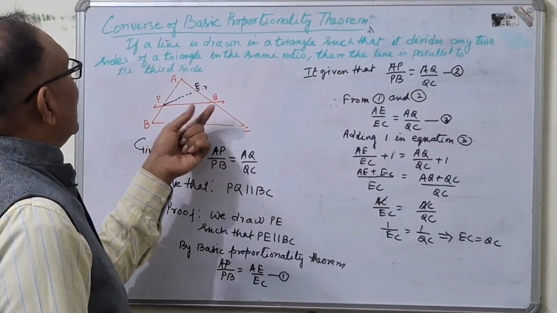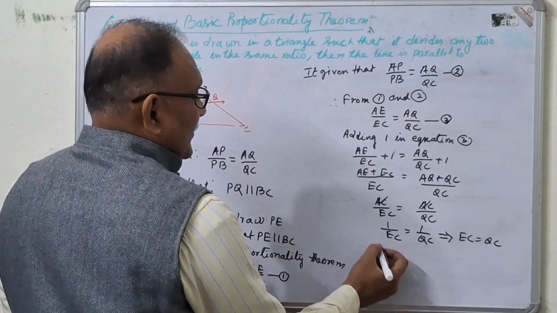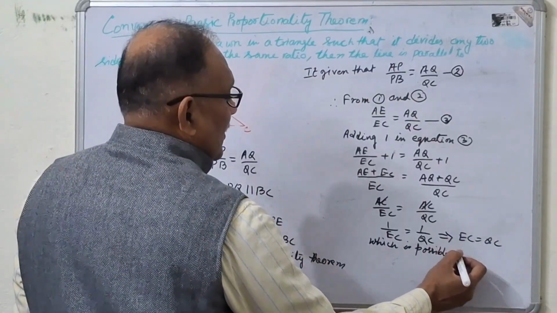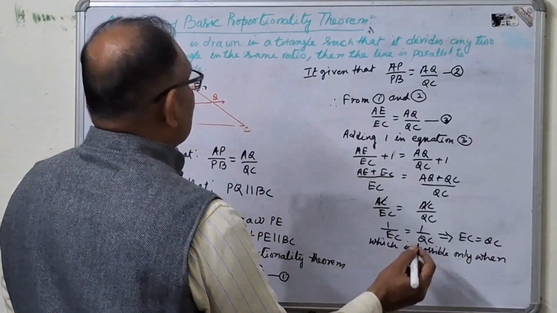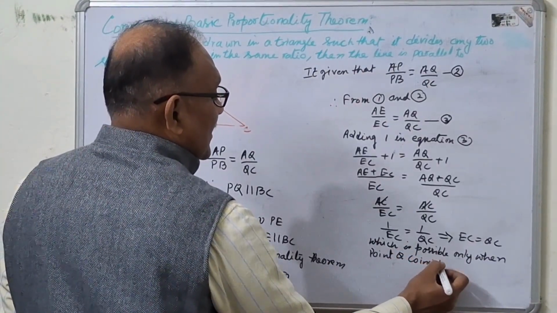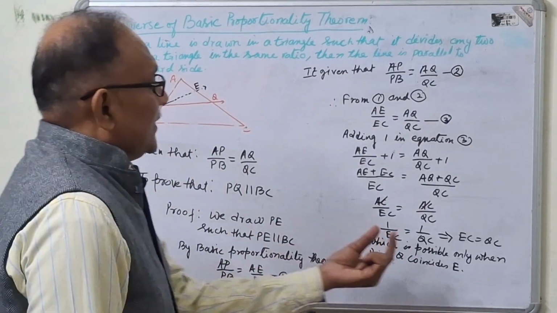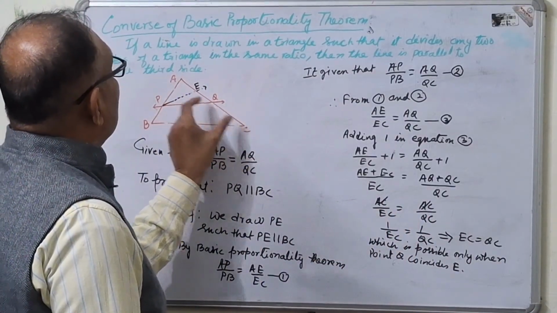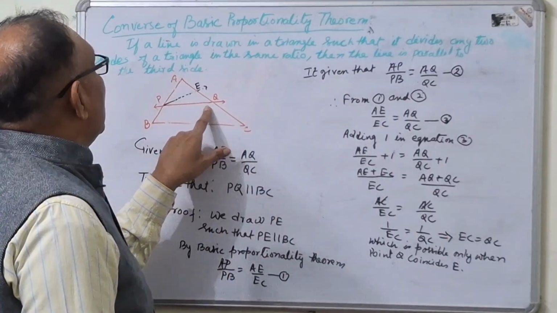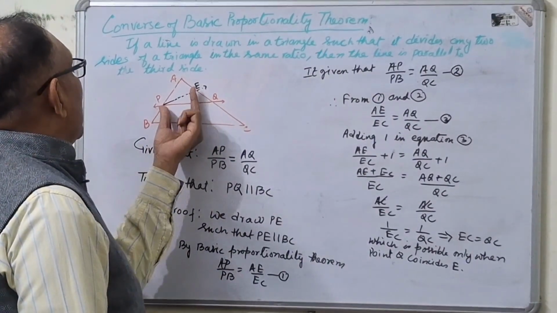It means that Q must coincide with E. Since EC equals QC, and both E and Q lie on AC, this is possible only when the point Q coincides with E. And in that situation, line segment PQ will coincide with line segment PE.